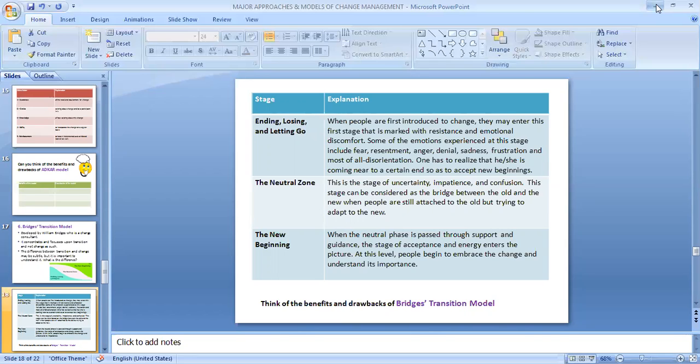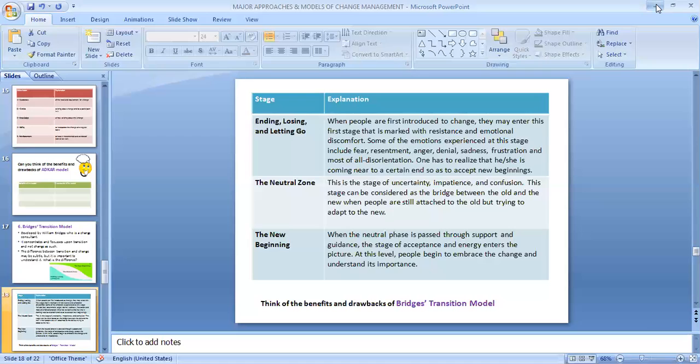The next stage in the Bridges transition model is the neutral zone. This is the stage of uncertainty, impatience, and confusion. In this stage, the people would be very uncertain, very impatient, and full of confusion. This stage can be considered as the bridge between the old and the new, when people are still attached to the old but trying to adapt to the new. So in the neutral zone stage, it would be more like the bridge between the old situation and the new situation.